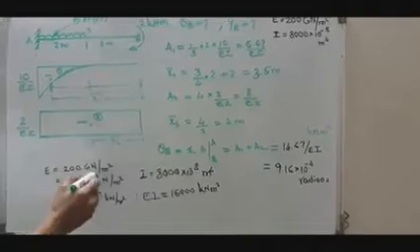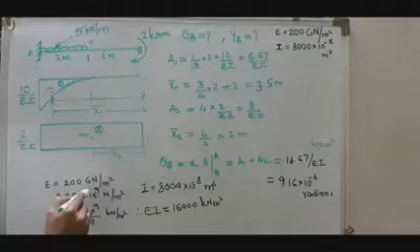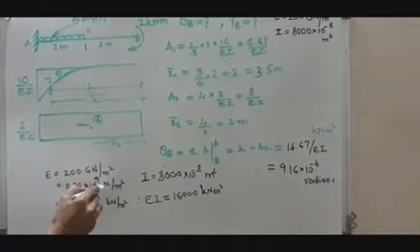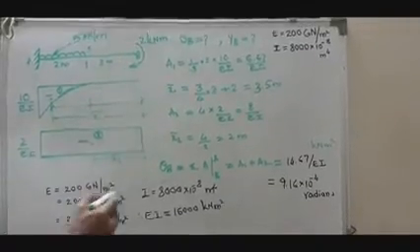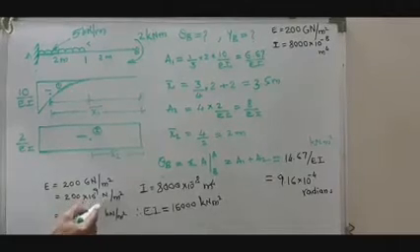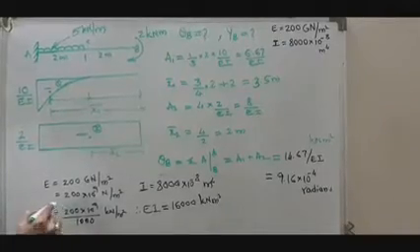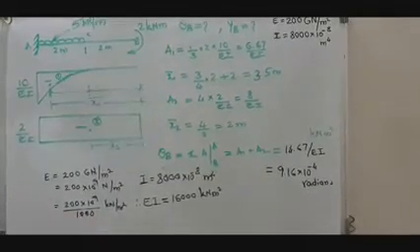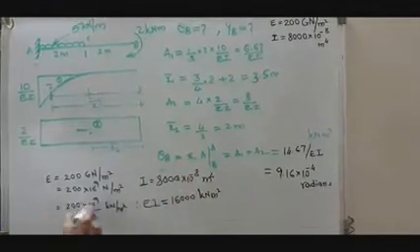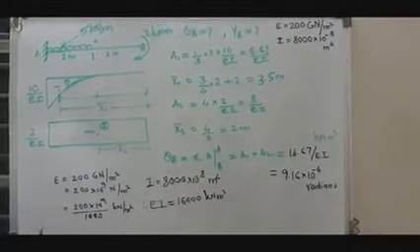So EI, E is 200 giganewton per meter square. If you convert into Newton, it will be 200 into 10 to the power 9. But here the loads are in kilonewton, therefore you have to convert Newton to kilonewton, which means you have to divide by 1000. So it will be 200 into 10 to the power 9 divided by 1000. This gives you E in kilonewton per meter square. I is given already as 8000 into 10 to the power minus 8 meter raised to 4. If you multiply E and I together, it comes to 16,000 kilonewton meter square.